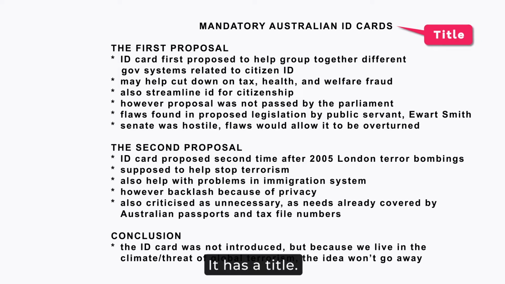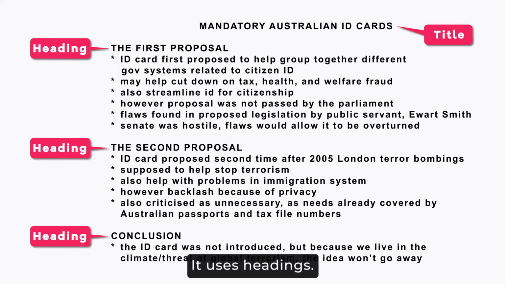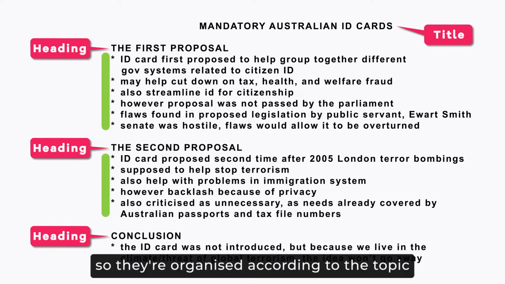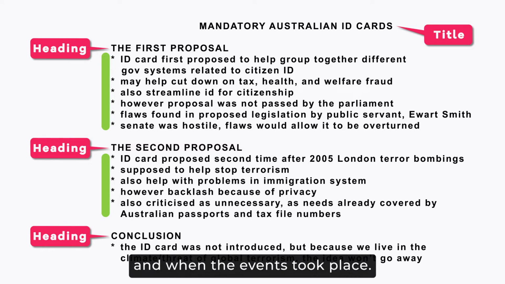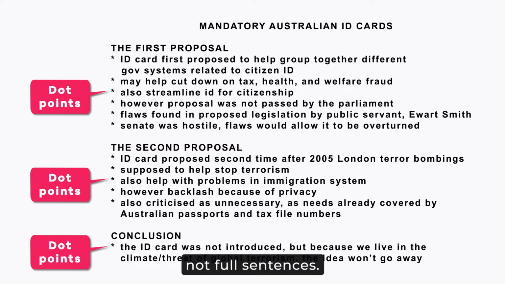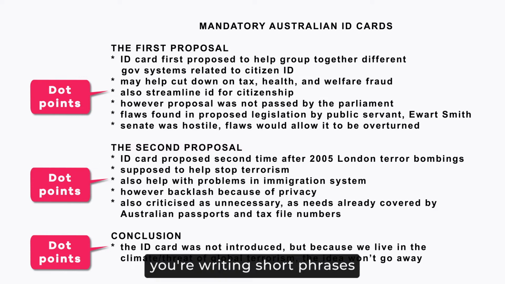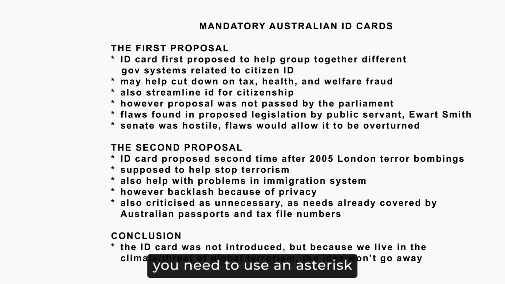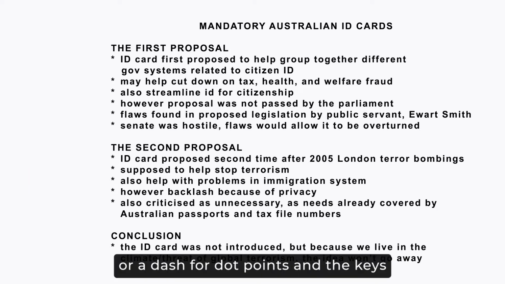It has a title. It uses headings. The points are grouped under the headings, so they're organised according to the topic and when the events took place. The summary has dot points, not full sentences. When you use dot points, you write in short phrases and you sometimes leave out words. If you were writing in full sentences, you'd have to put in those missing words. And remember, you need to use an asterisk or a dash for dot points and the keys 1 and 2 if you want to number points.